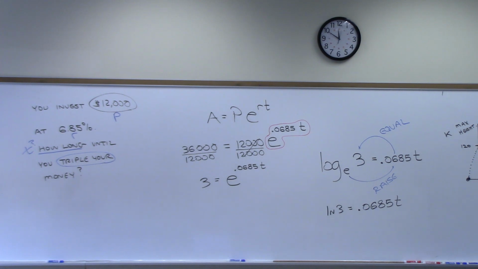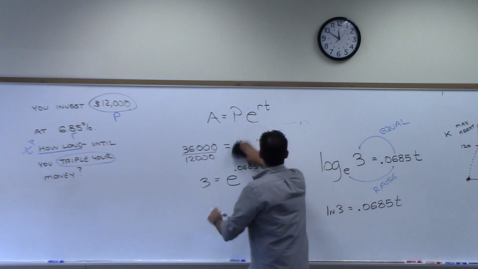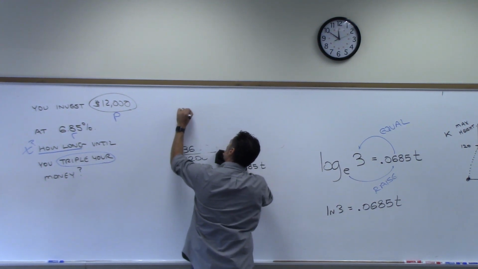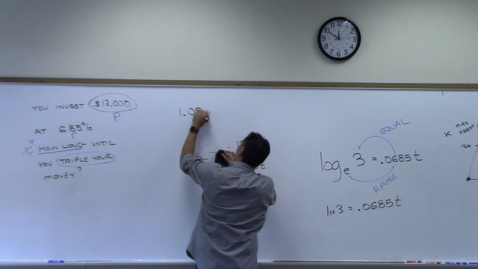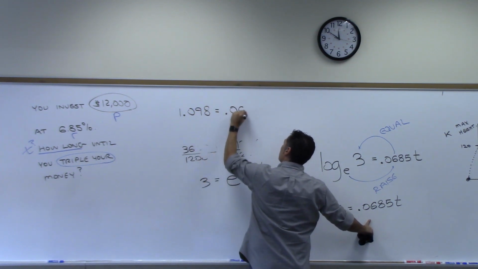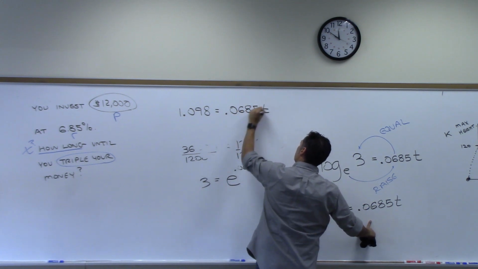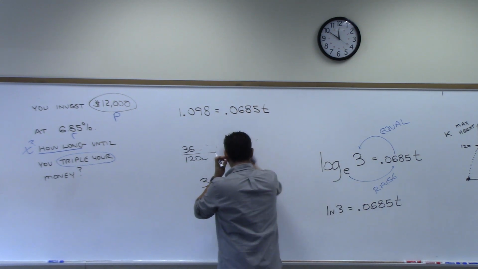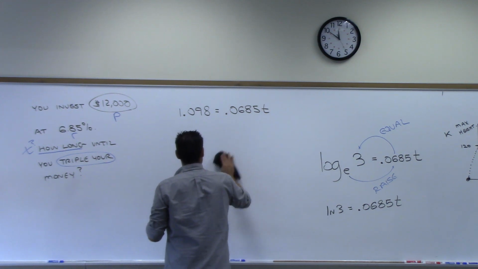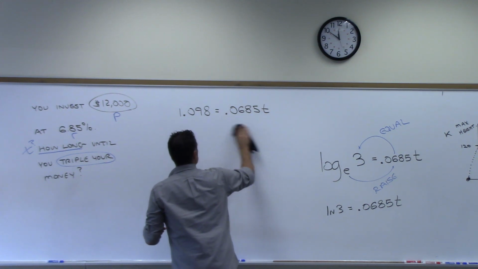And figure out what natural log of 3 is on your calculator. 1.098. What is it? 1.098. 1.098 on my calculator, or your calculator. And then 0.0685t. Final step, solving for t, so divide both sides by 0.0685.